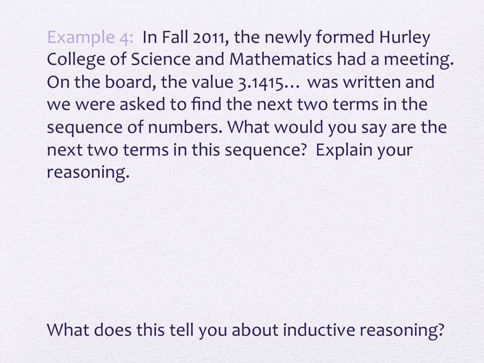So the College was formed, and our dean at that time, her name was Debbie Blue, and Dr. Blue actually wrote on the board these numbers, 3, and then there was a decimal point, then it was 1, 4, and 1, 5. And she asked us to find the next 2 terms in the sequence of numbers. So I'd like for you to give your best guess of what the next 2 numbers should be as you look at those values. And why do you think those would be the numbers?